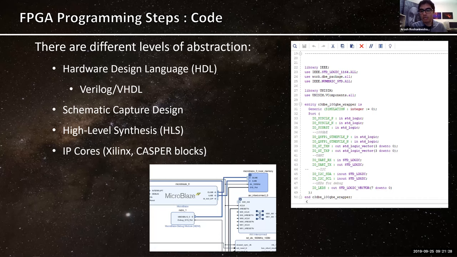And there are IP cores. IP here stands for intellectual property cores. There are IP cores for Xilinx. They provide IPs, like blocks, that do a specific thing, and you can just pick them, put them in your design, and use them as they are. There are different levels of abstraction, so it depends which method you are more comfortable with to do your design. You can choose any of these. Some people might be faster in some of these methods, but it depends on you. In IP cores, there are Casper blocks that I'm going to talk about in a minute.